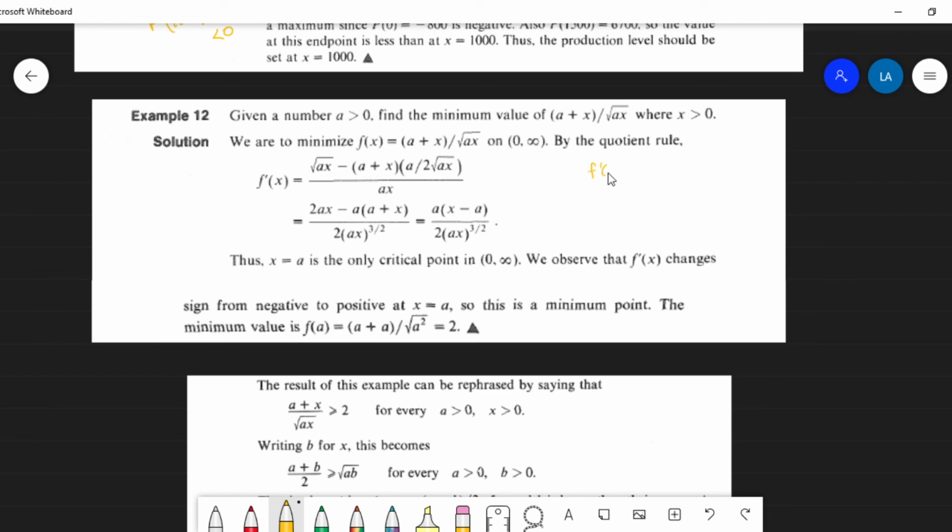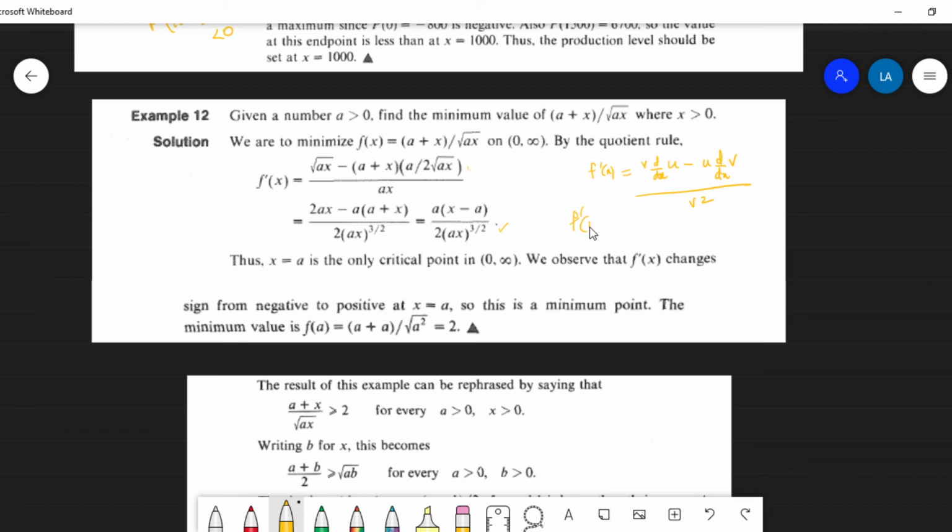You have f dash of x is equal to b derivative of u minus u derivative of b divided by b square. That is what is written here, and then you simplify to get this end result. Okay, and then what you have to do is f dash of x is equal to 0.